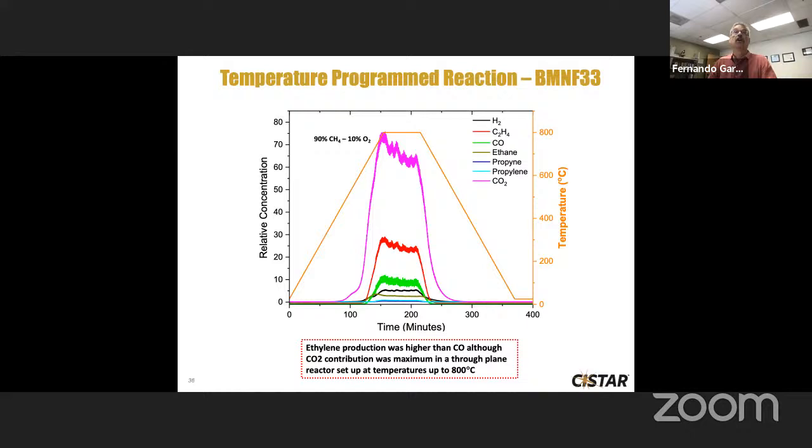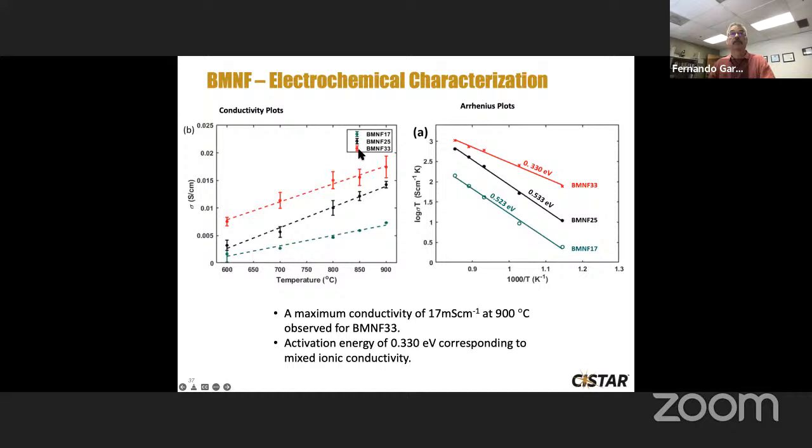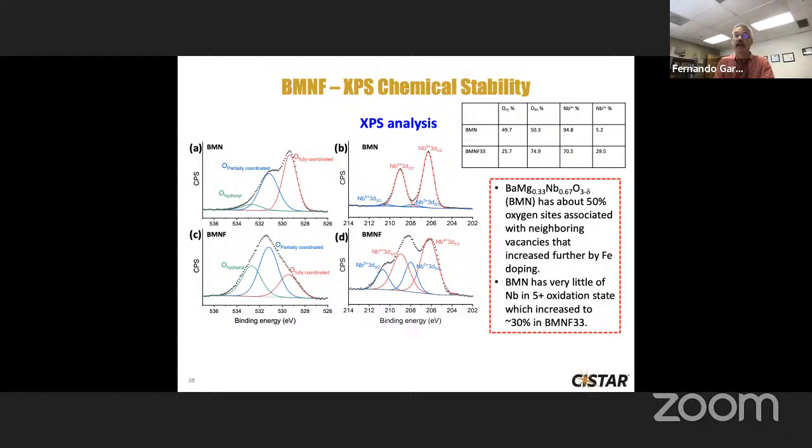The ethylene production was higher than CO, though we did see CO2 contributions which were very significant at the higher concentrations within a 10% oxygen environment. So we did some electrochemical characterization on these systems. For it to be an electrocatalyst, it has to have electronic conductivity, and the electronic conductivity of this material is relatively modest compared to some of the other perovskites which we saw, measuring the total conductivity of these materials. XPS characterization showed that about 50% of the oxygen sites were associated with neighboring vacancies, which was further increased by iron doping.